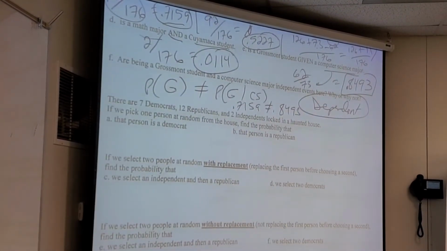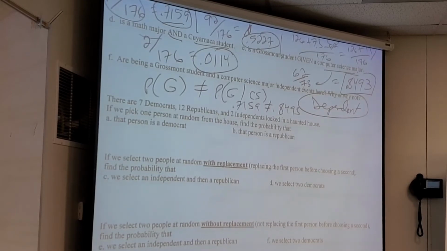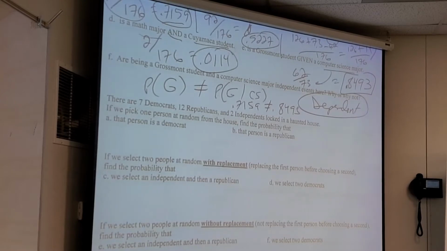The probability they're a Grossmont student changes if I know they're a computer science major. So of course, we're going to call those dependent events.